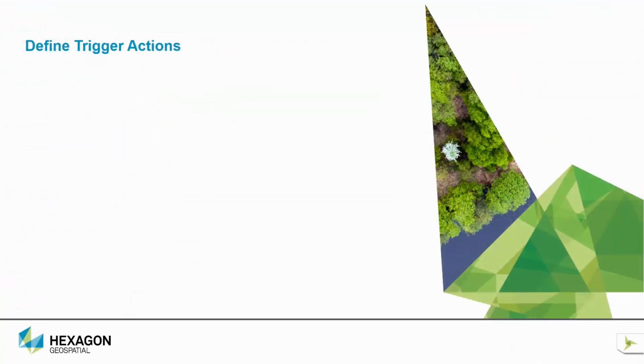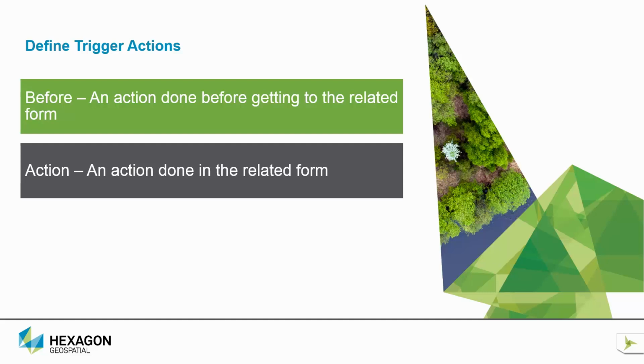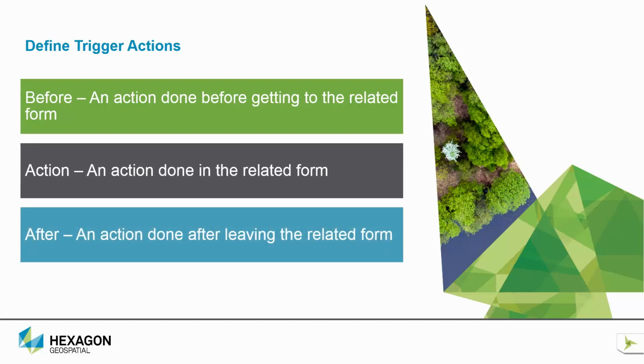Next, use a workflow trigger node to define actions. There are 3 methods that can be used for the trigger. Before, an action the user does before he gets to the related form. Action, an action the user does in the related form. And after, an action the user does after he leaves the related form. In this case, you will define 3 after triggers.